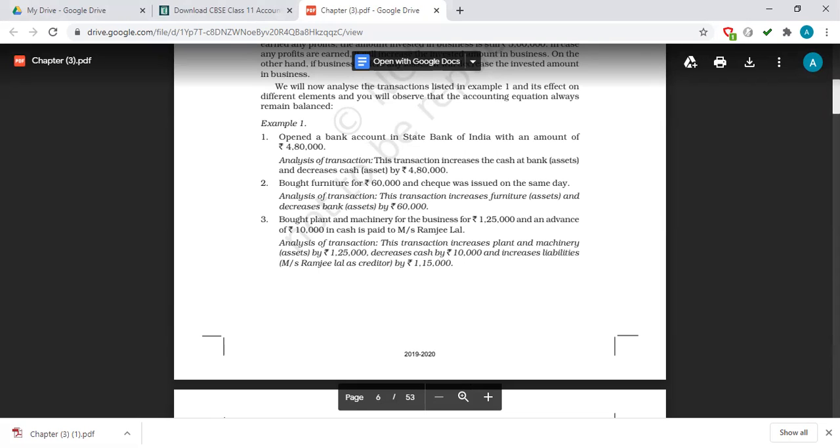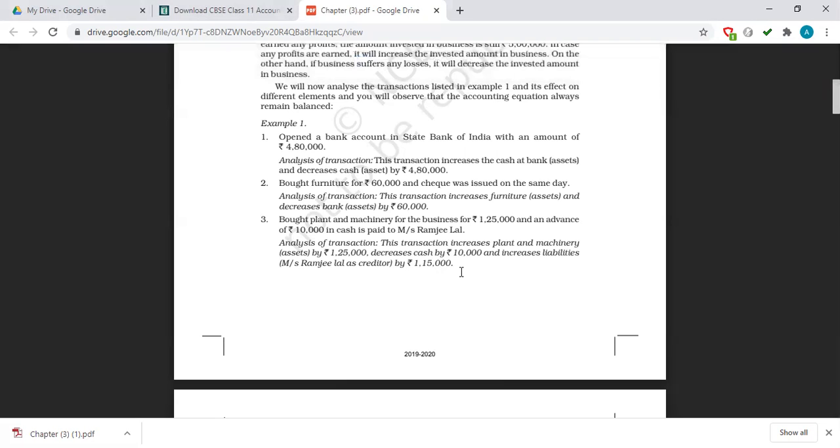Bought plant and machinery for the business for 1,25,000 and an advance of 10,000 is paid in cash to Ramji Lal. See, machinery of 1,25,000 is bought, so your machinery is increased by 1,25,000. But the cash balance decreases by 10,000, and the remaining 1,15,000 goes to the liability side. You can see over here. So that is how the balance is justified.